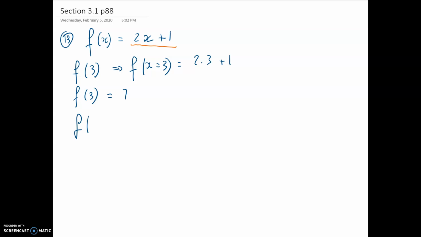Now, if I have to calculate f of negative 5, I will have to calculate f when x equals negative 5. And so that means 2 times negative 5. And I will use my parentheses every time I'm using a negative number, plus 1, which is going to be equal to negative 10 plus 1. And the answer is going to be negative 9.